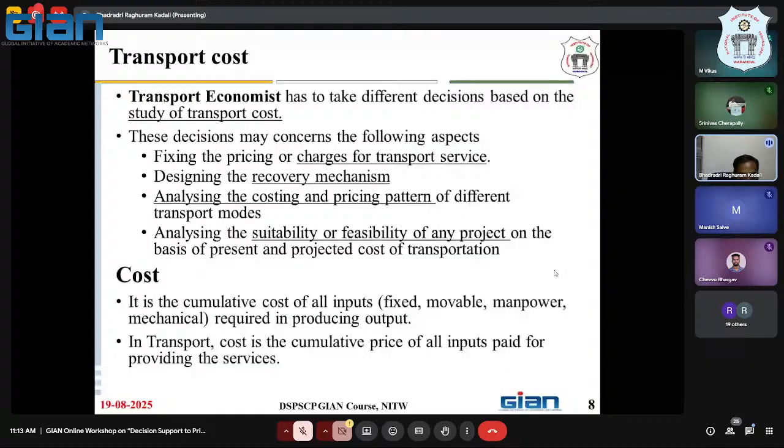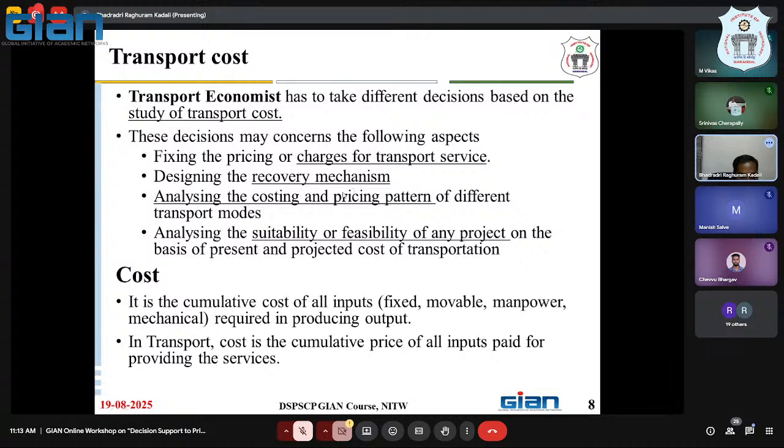So, designing the recovery mechanism. We have different types of recovery mechanisms. Generally, we analyze the costing and pricing patterns, which are different for the different transport modes, respective to the different maintenance cost of each mode. Analyzing the suitability and feasibility of any project on the basis of the present and projected cost of transport is very important.